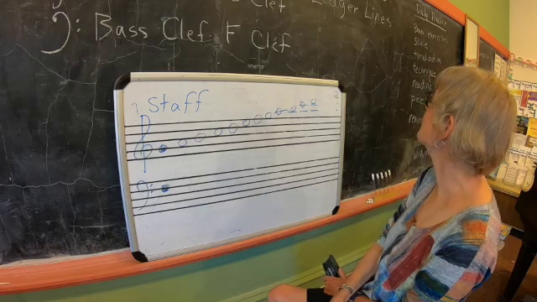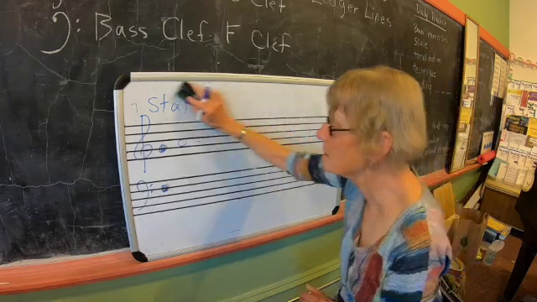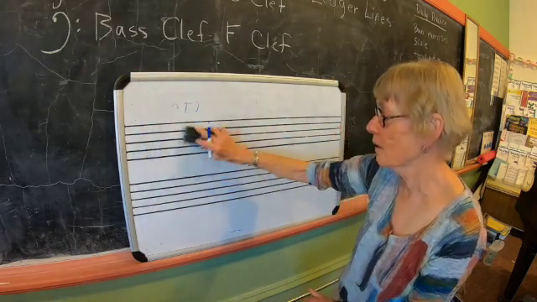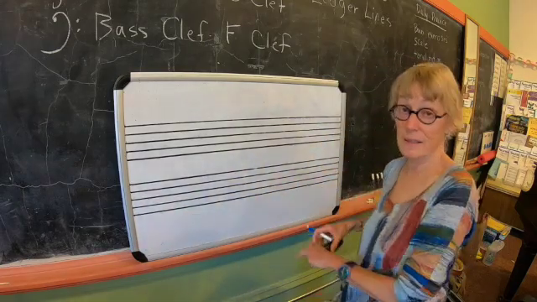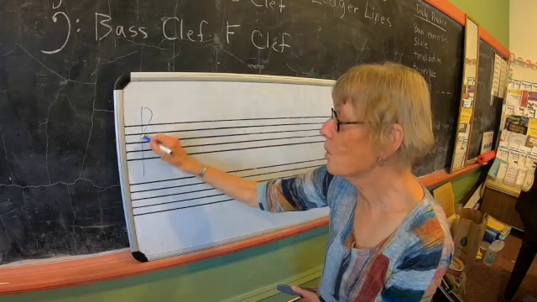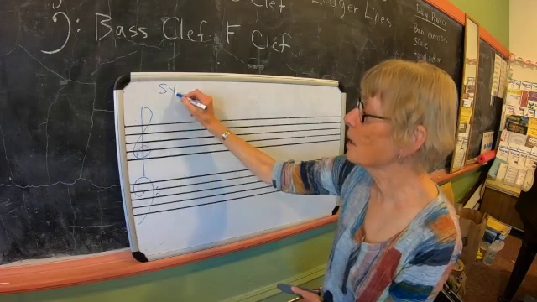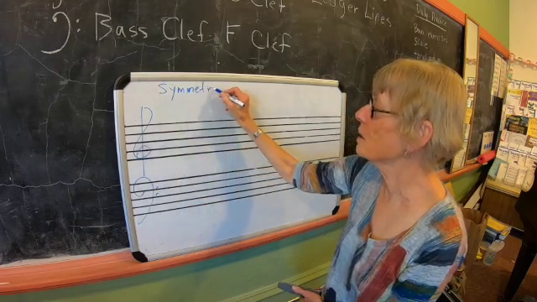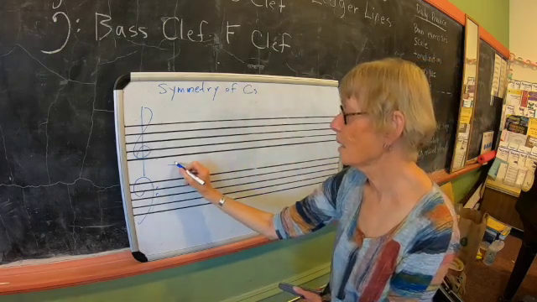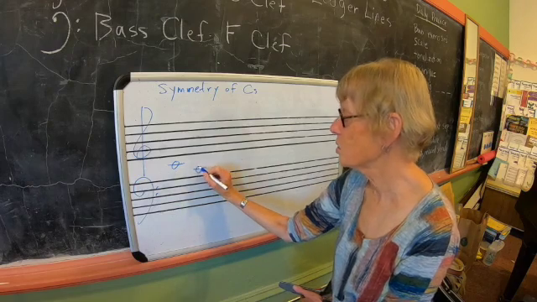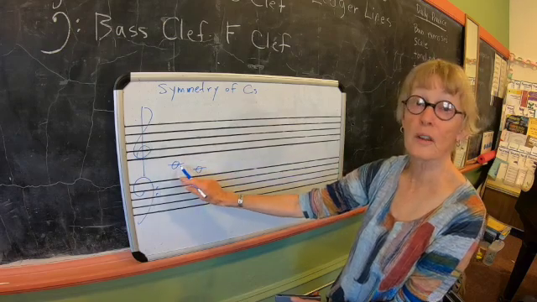Let's see. There's only one thing I wanted to add to this, and that is it's kind of a challenge by the end of practicing this a bunch of times. What we call the symmetry of C's. S-Y-M-M-E-T-R-Y of C's. Because these notes are the same, by the way. This is closer to bass clef. This is closer to treble clef, but that's still middle C.